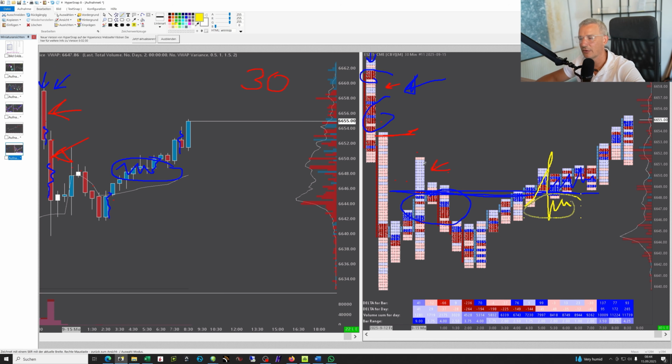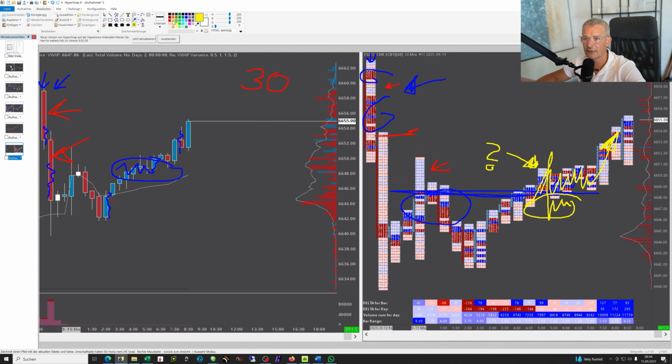And then you can also deduce from it whether it even makes sense, for example, to enter a short trade here now. Or does it make more sense to go for a trend continuation? And you can read that from these prices.